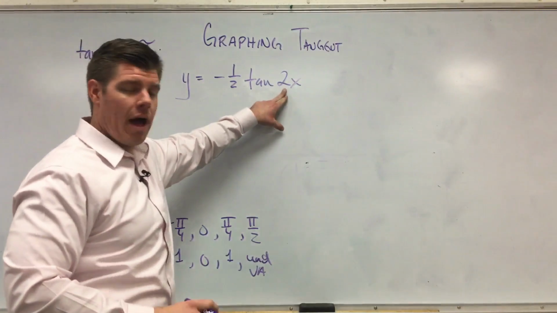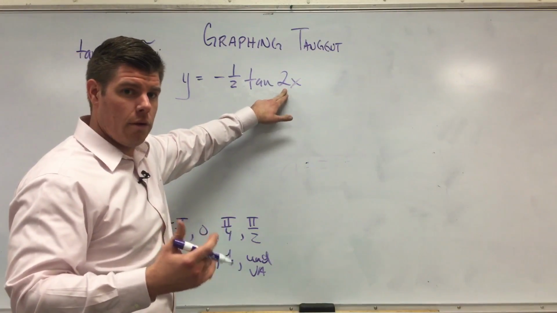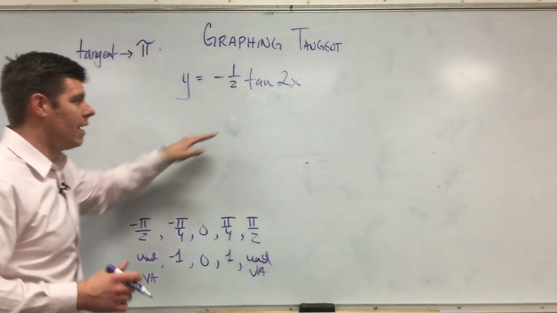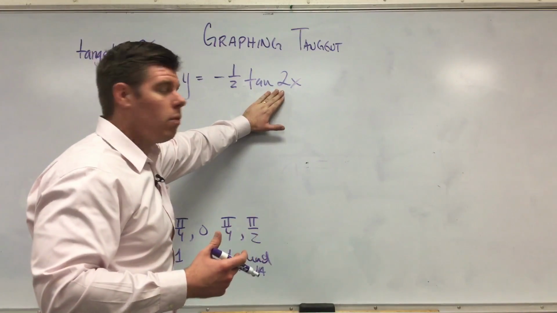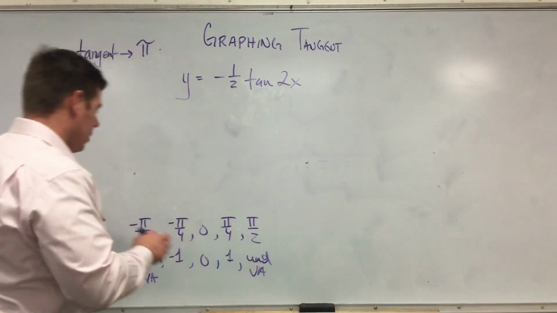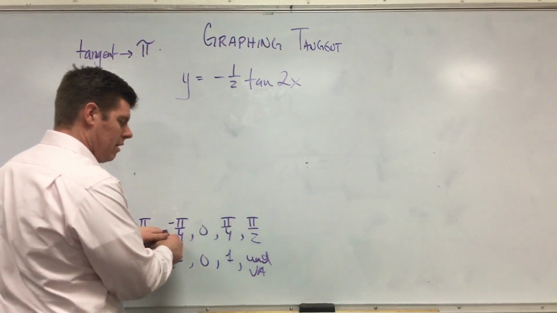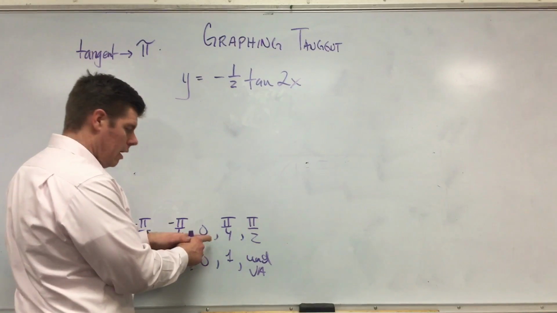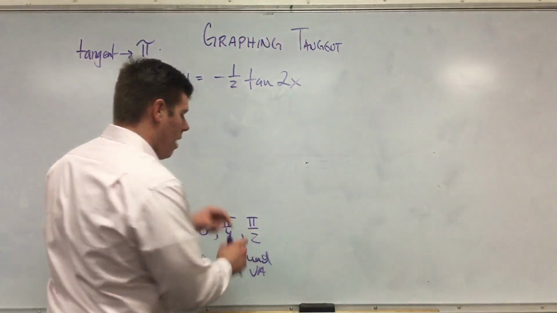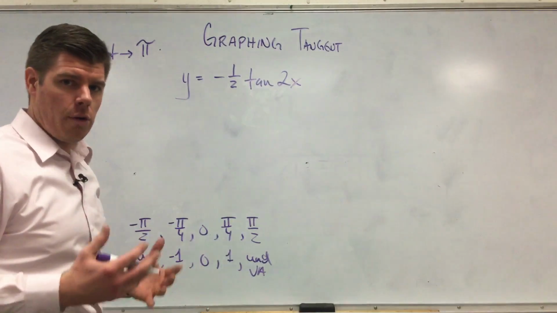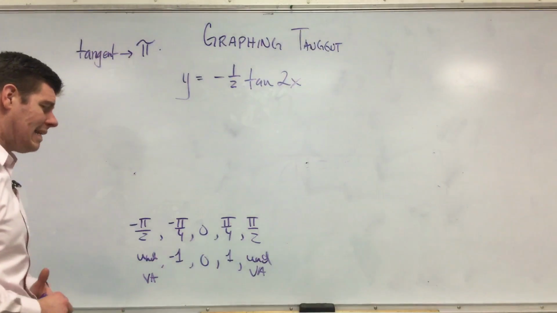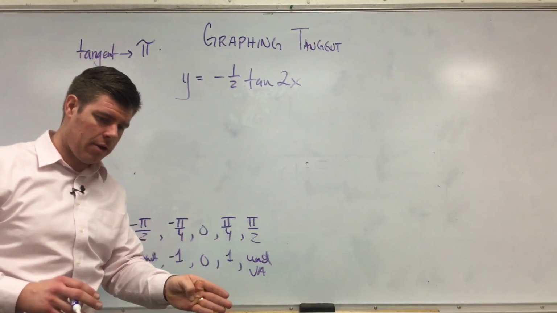Well, if I'm multiplying those by 2, essentially I'm saying, what number times 2 will give me negative pi over 2, will give me negative pi over 4, will give me 0? Well, that one's easy, right? Will give me pi over 4, will give me pi over 2. But I don't even really need to go that far. What I need to do is figure out what is my beginning vertical asymptote.